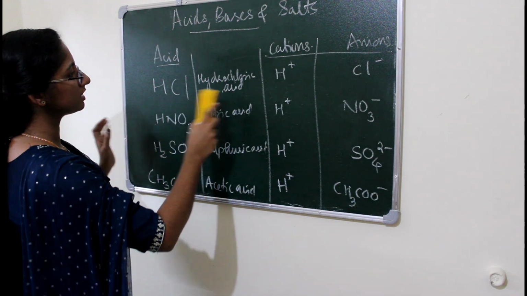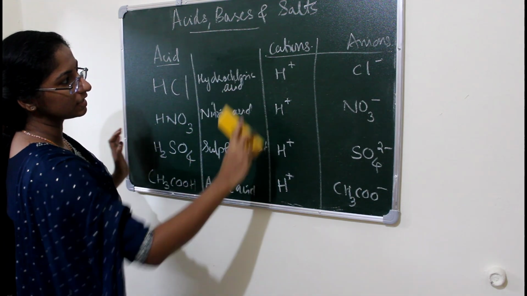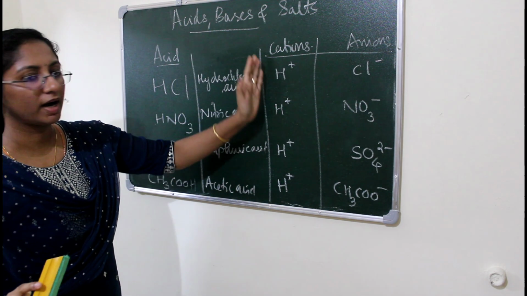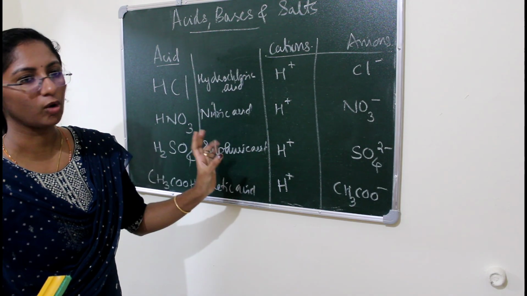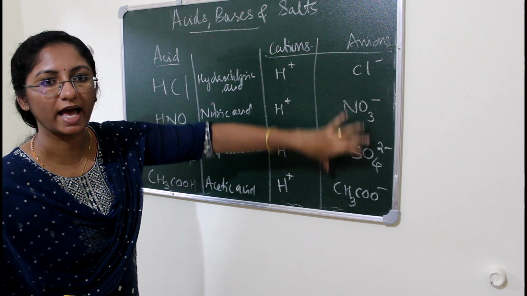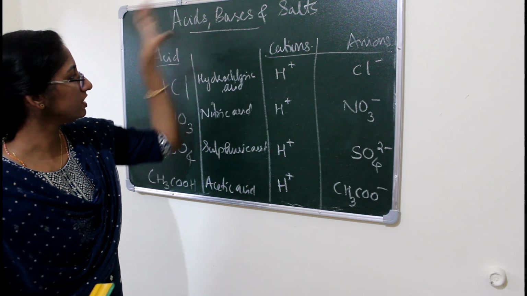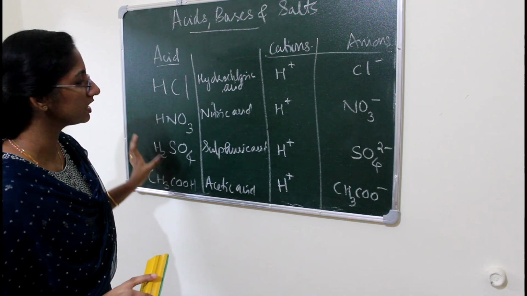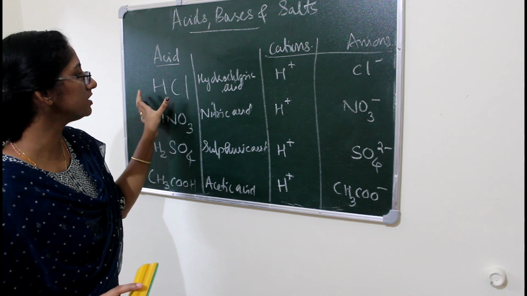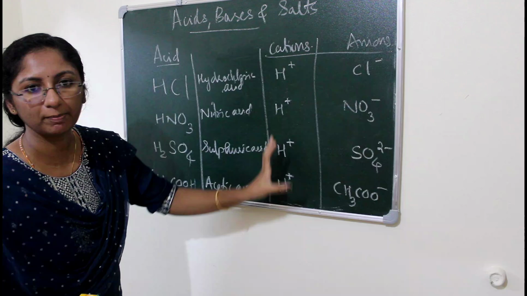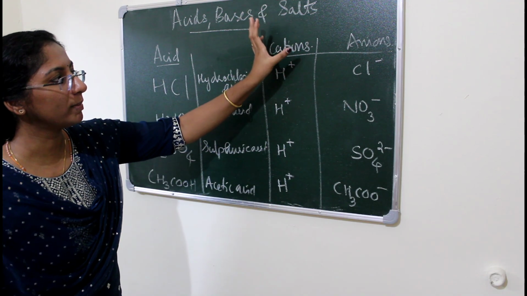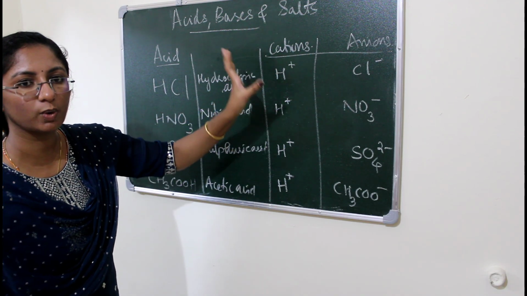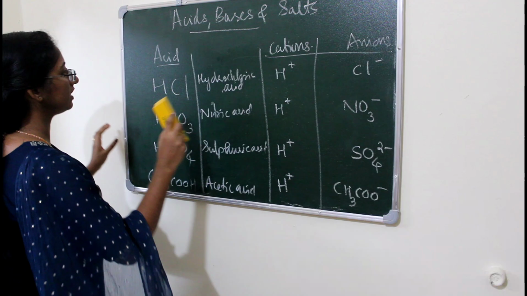Okay, so we can say that in these acids the cationic part is common, only the anionic part changes, right? So when we take the case of acids, the common part within the acid is what? Cationic part, right? That means the common ion which is formed as cation is what? H plus ions.